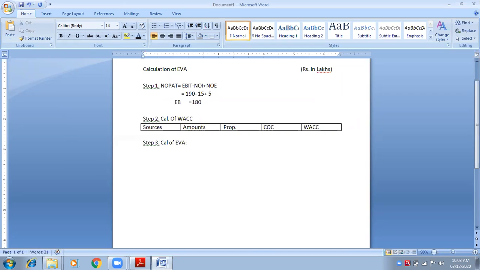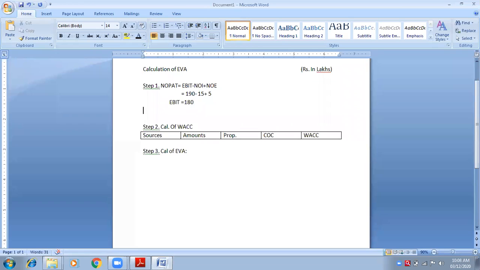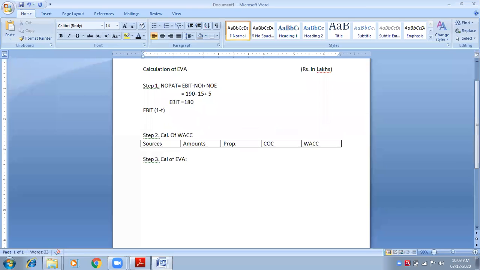Now this is EBIT. This is my fresh EBIT, my correct EBIT. Rather, correct means it was not correct, and I had made it correct. Now remember the second formula which I gave you: EBIT (1 minus T). Now you can apply that formula. EBIT is 180, and in the bracket, 1 minus T.